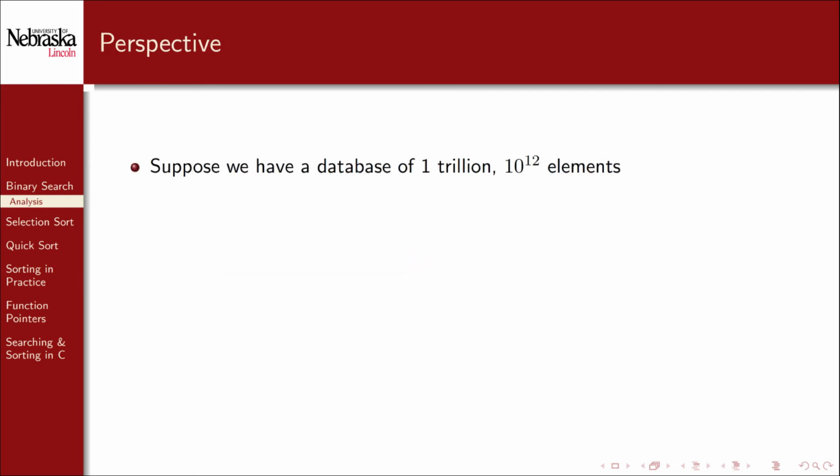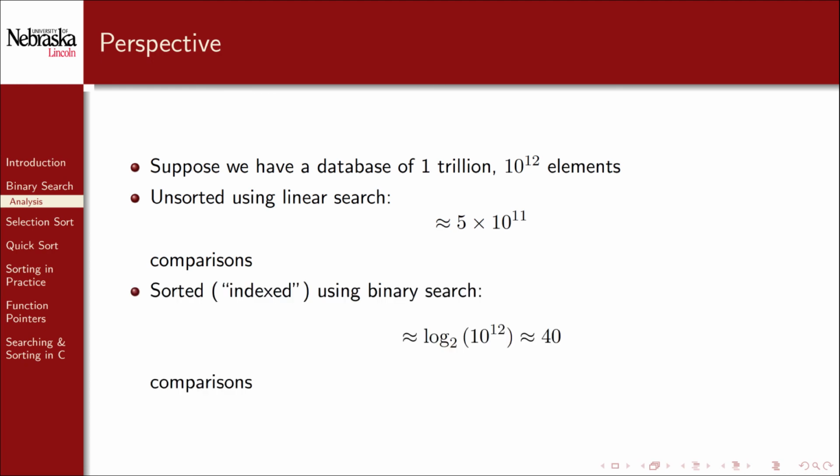Here's another more practical way to compare the two algorithms. Suppose that we have a database of 1 trillion elements. If the database were unsorted, we would have to use linear search. On average, we would expect to make about 500 billion comparisons to find the record that we're searching for. In contrast, if the database were sorted, that's called indexing in the context of databases, then we could exploit binary search and only have to make log base 2 of 1 trillion comparisons, which comes out to only 40 comparisons. 40 comparisons versus 500 billion. Clearly, binary search is the far better algorithm here.